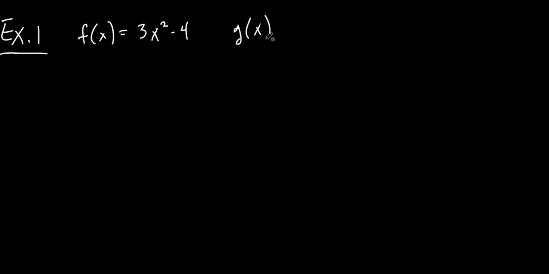Example 1. Good place to start, right? So here's what they give you. They give you a couple functions. They give you f of x, and that's 3x squared minus 4. And they give you another function, g of x, and that is 4x plus 5. And they ask you to do all four operations, okay? They ask you to add them, subtract them, multiply them, and divide them.